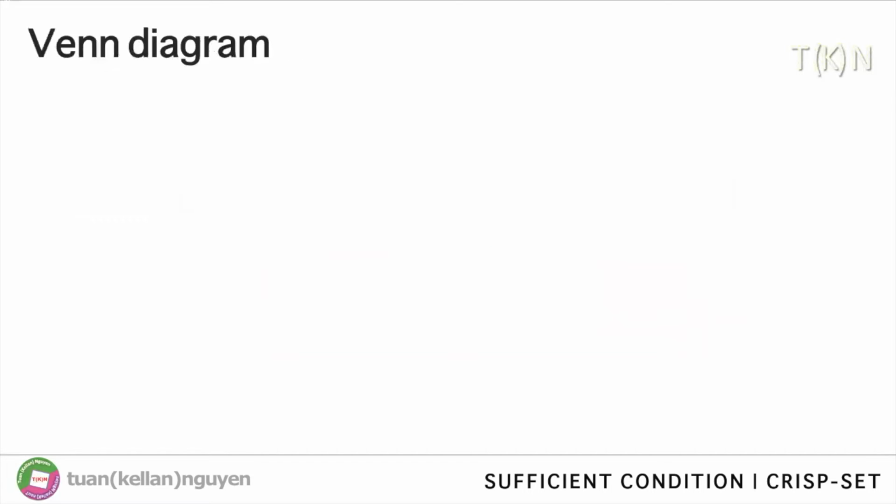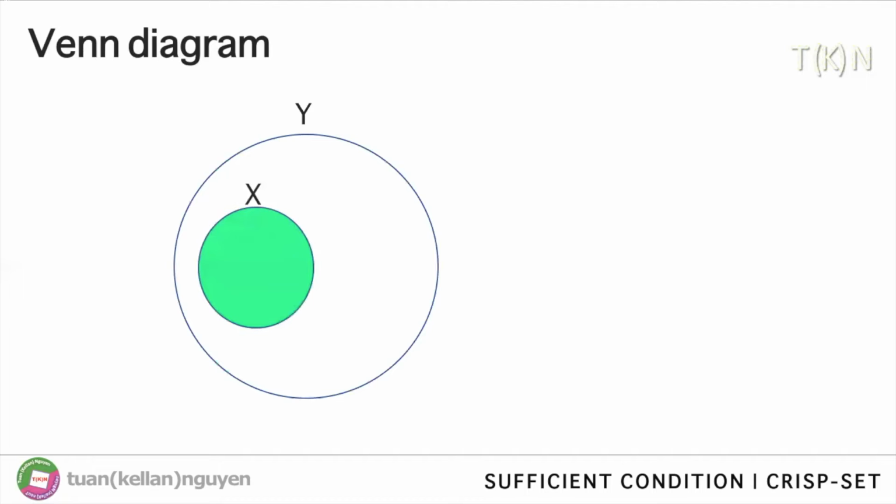One of the other useful ways to present sufficiency for QCA is a Venn diagram. In a Venn diagram, we have circles, and each circle is a set. We have the condition set X and the outcome set Y. If X is sufficient for Y, the circle for set X is fully contained in the circle for set Y. We can say X is a subset of Y in this case.